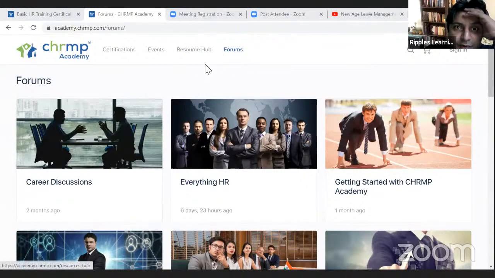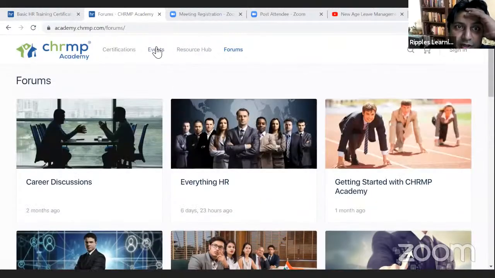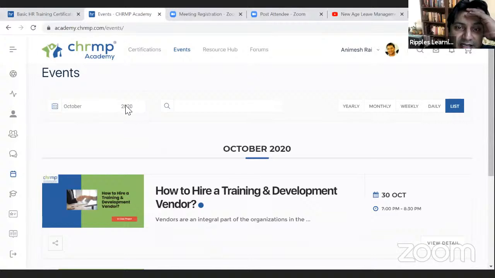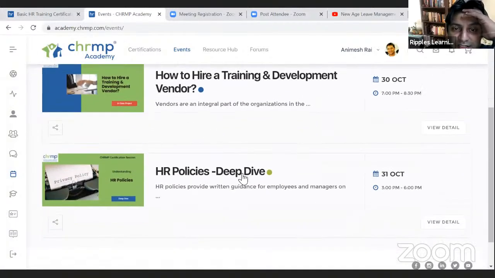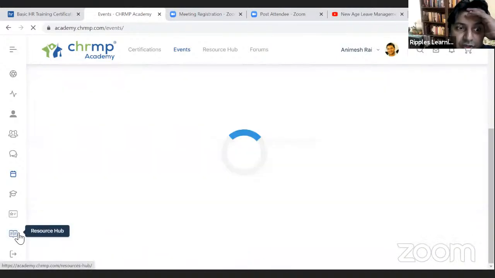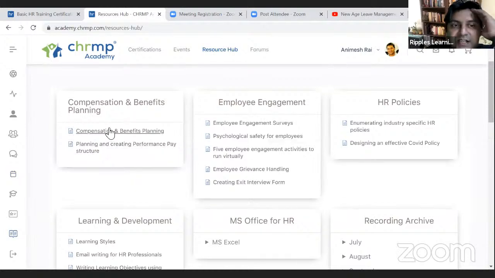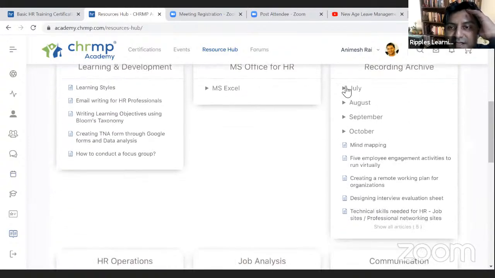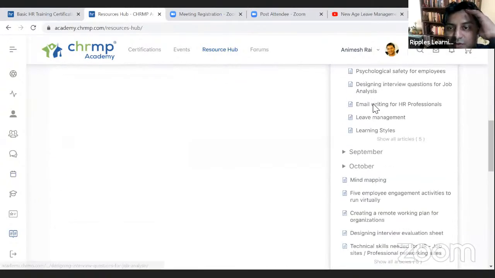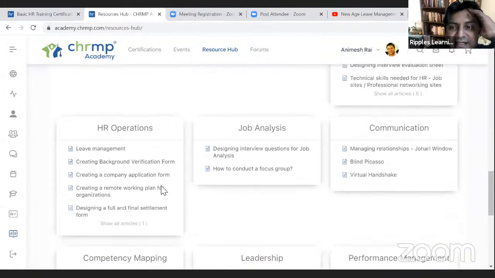Maybe this is the forum that we are talking about. You have different elements in here, and then you have events that you can go about attending. For example, today is the training development vendor session, and then you have policies, and then you have Resource Hub. Resource Hub has all the experts' recordings specific to compensation benefit planning, the forms that you use, the policies, and then you have the recording archive. Whatever happened in July, August, September, October is there, and then there are other elements.